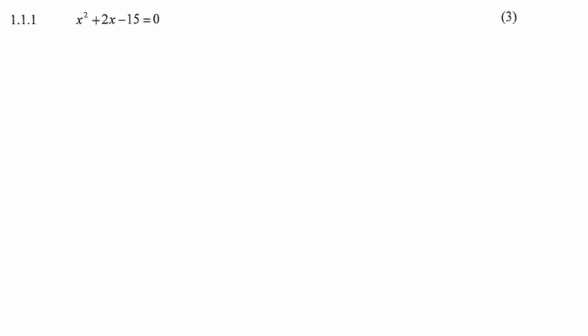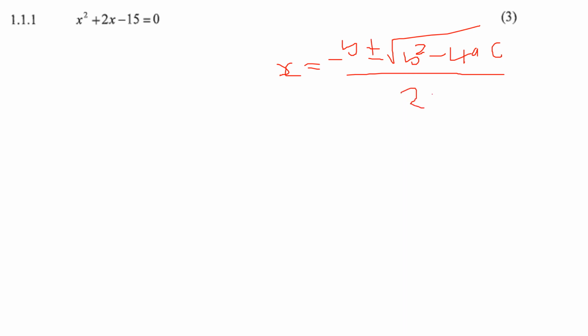So here, question 1.1.1 is basically x squared plus 2x minus 15 being equal to 0, and now we have to solve for the value of x. You all know that when we have a quadratic format like this, we can either use the quadratic formula, which is x equals minus b plus or minus the square root of b squared minus 4ac, all divided by 2a.